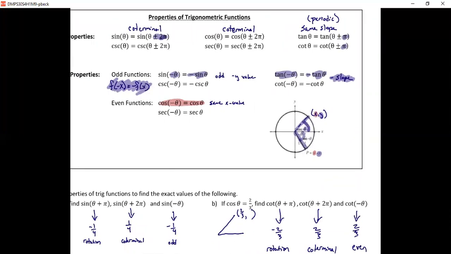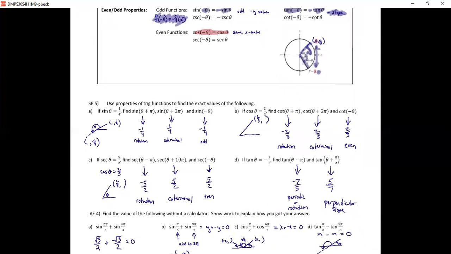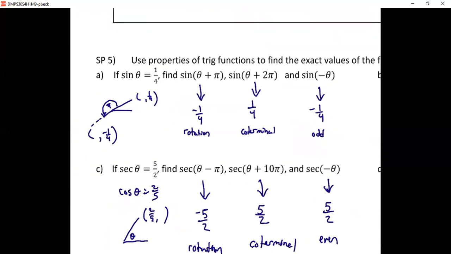Cosine, however, is an even function, as you see in the reddish pinkish color there. Cosine is an even function because if you notice, you have the exact same x value. So whether we have positive theta or negative theta, we're going to end up with the exact same x value because it's the same degree off of the x-axis. So the x position is going to be the same. We could use that to our benefit and throw a couple different types of problems at you.